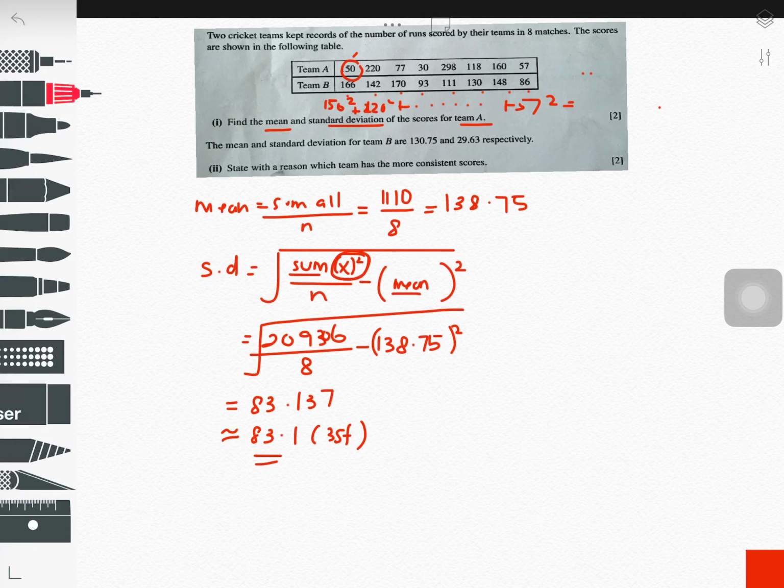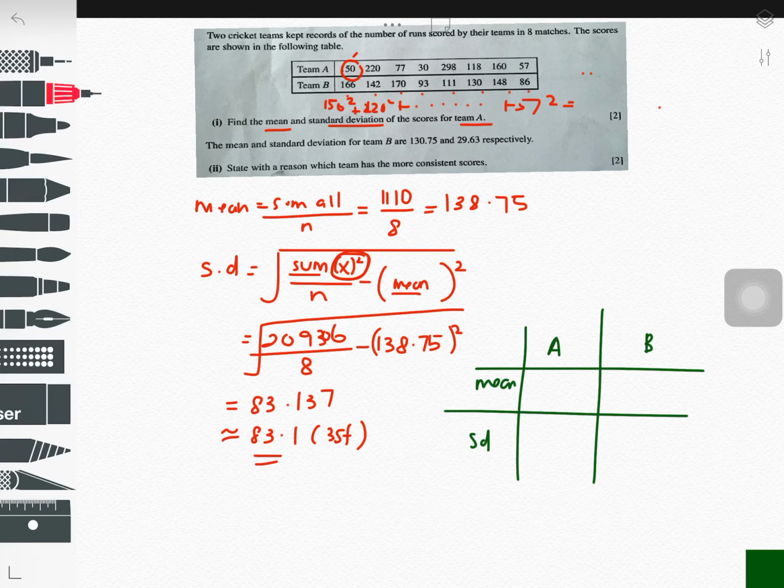Now, second part. They say find the mean and standard deviation for team B. Okay, let me put this in a table so that you can see it better. I got team A, team B. They have their mean value and then their SD value. So this is 138.75, 83.1. For B, it's 130.75, 29.63. Let me recalculate, recheck my standard deviation.